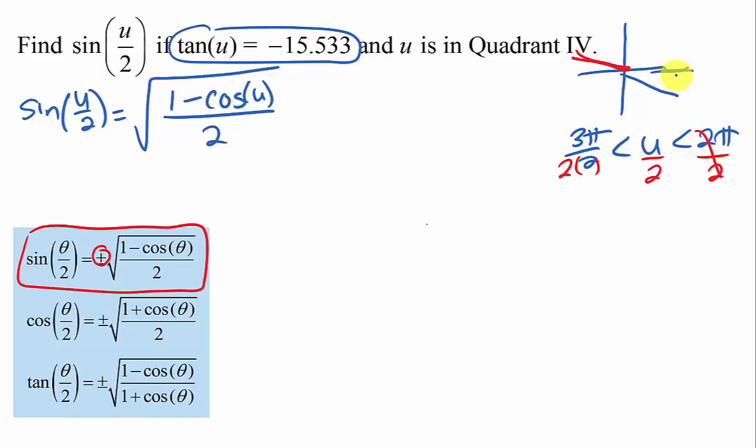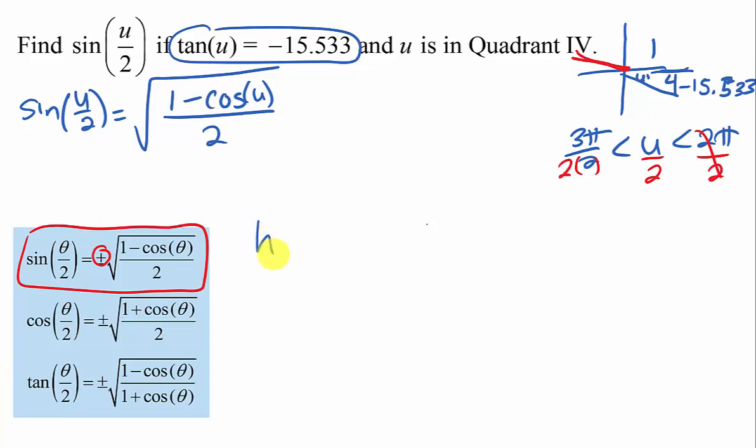So let's go ahead and use that, make a triangle here in quadrant 4, and our reference angle is right here. So opposite, we're going to label that as negative 15.533, and we'll label adjacent 1. That way we can go ahead and find the hypotenuse of the triangle, and then we could do adjacent over hypotenuse to get what we need for the identity, the cosine u. So let's go ahead and do that.